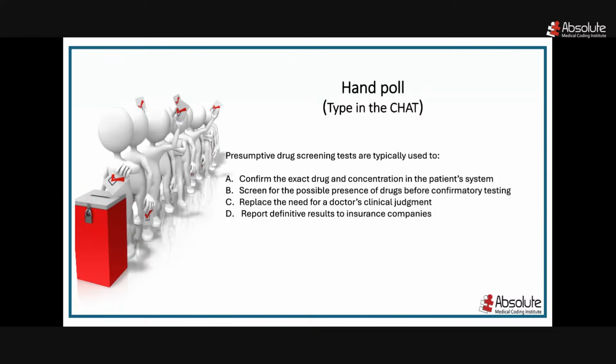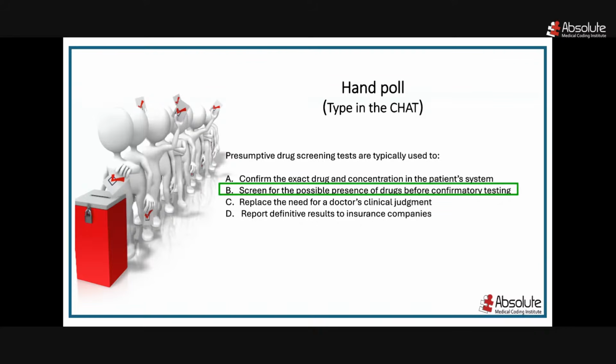Presumptive drug screening tests are typically used to: option A, confirm the exact drug and concentration in the patient's system. Option B, screen for possible presence of the drug before confirmatory testing. Option C, replace the need for a doctor's clinical judgment. Option D, report definitive results to insurance companies. What say you? Quick answers in the chat. Shall I reveal the correct answer?